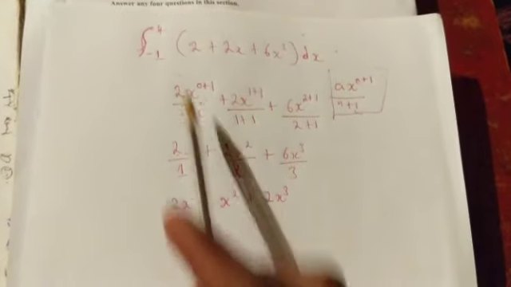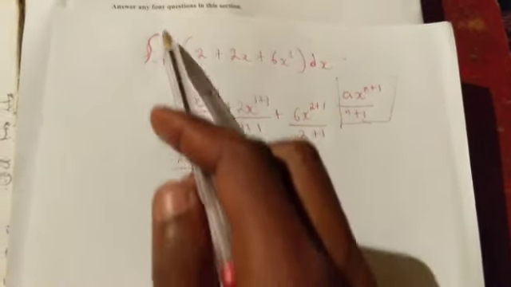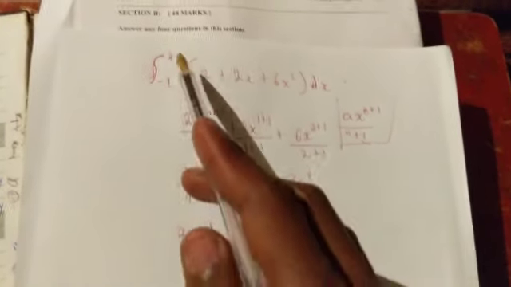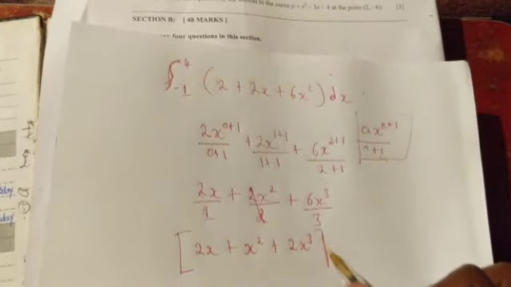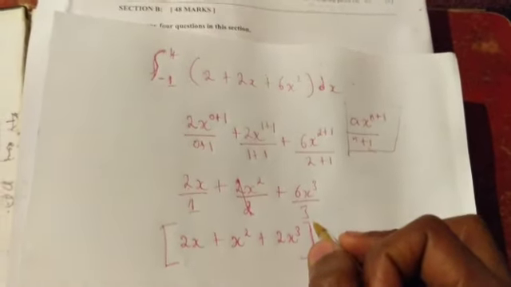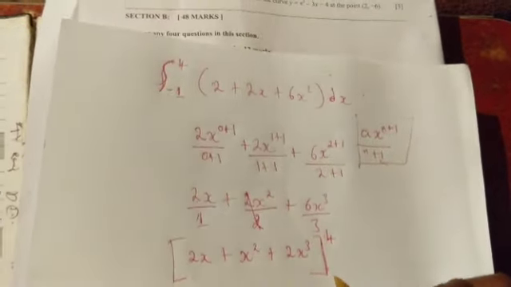But since we have these two numbers, what will be next is that we are going to create something like this. Then we put 4 here, then we put -1 here.